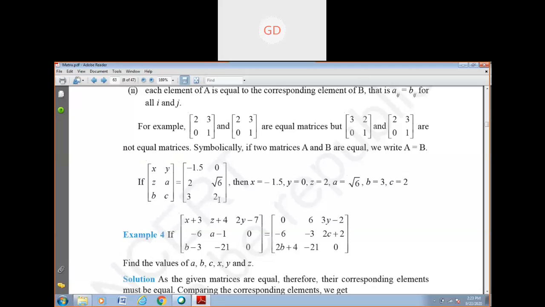Why can we write so? Because the matrices are equal, it is given. Since two matrices are equal, we can write that corresponding elements are equal. But if it is not given, we cannot say these two matrices are equal until and unless we know all the values of these variables. If it is given, then we can equate corresponding elements. If it is not given to be equal, we cannot say.